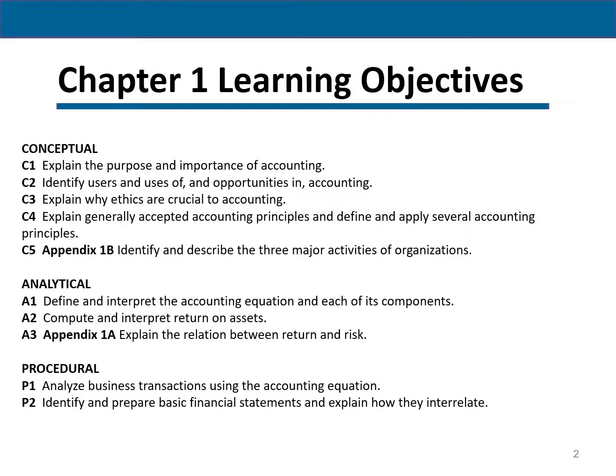So the learning objectives for Chapter 1 are broken down into three main buckets: conceptual, analytical, and procedural. So we'll cover things like the importance of accounting, what is accounting, some of the generally accepted accounting principles, and then we'll spend some time and work through some various examples, analyzing the accounting equation and each of its components. And then ultimately, we'll learn how to identify and prepare basic financial statements and talk about how they interrelate.